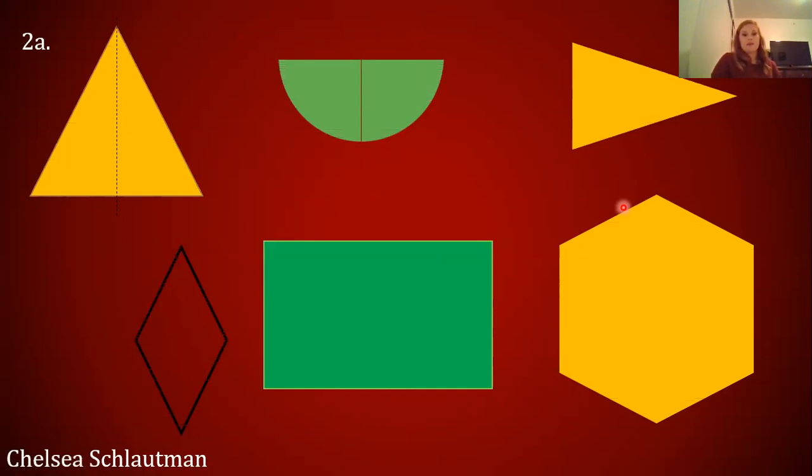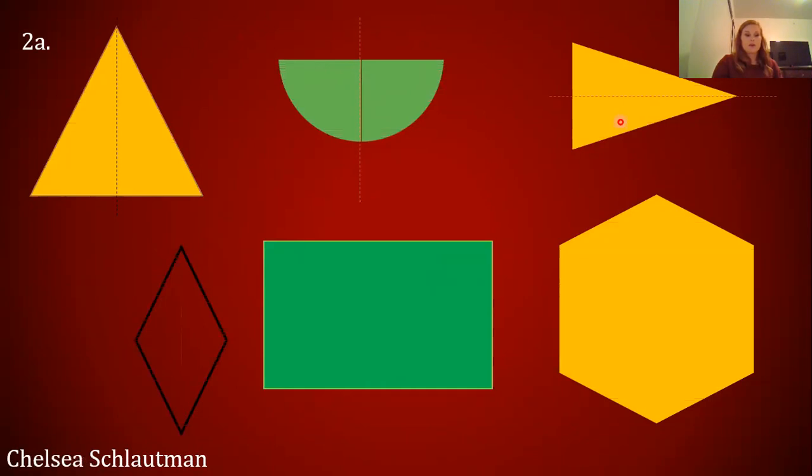And then the next one we have here is a semicircle. The semicircle does have only one line of symmetry. If we were to flip the left side of that semicircle over the line of symmetry, it would be the exact same on the other side. Then we're given another equilateral triangle here, turned sideways, and it also has one line of symmetry, only the one. If we were to flip it down onto the other side of that line, it would be the same.